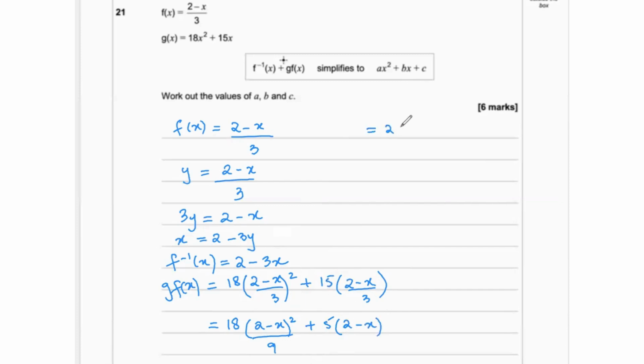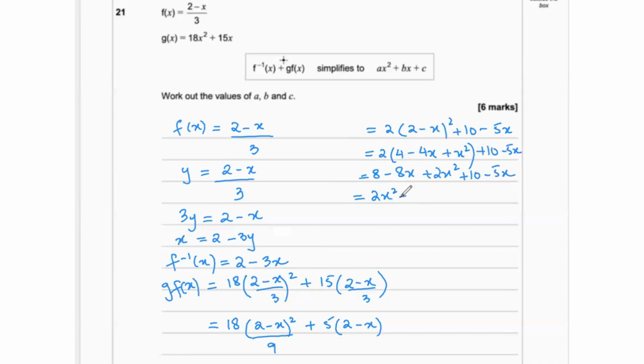So that's going to be 2 times (2 − x)² + 10 − 5x. Expand the bracket. So that's 4 − 4x + x². Again, expand the bracket. 8 − 8x + 2x² + 10 − 5x. Now we collect the like terms. So 2x² − 13x + 18. So they want us to add the inverse to the composite.